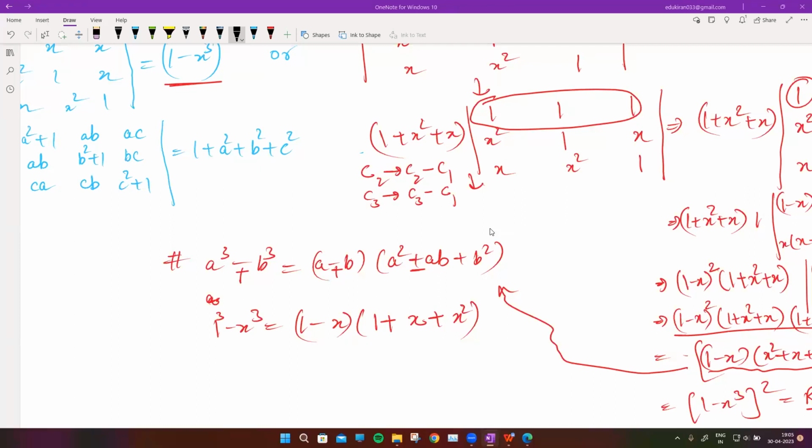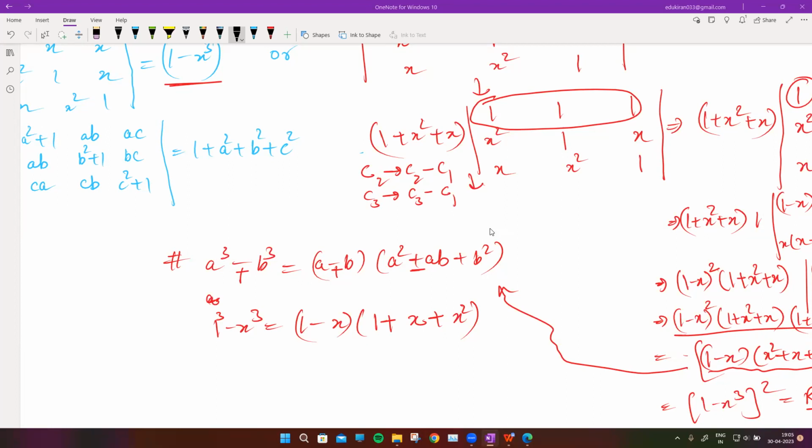So the only pattern which I can observe is that a is involved in every element of the first row: a square plus 1, then ab, and then ac. Then b is involved in the second row, and c is involved in the third row. I can also observe this column wise: a is involved in each element of column 1, b in column 2, and c in column 3. This is the only pattern which I can notice. But I have to observe these patterns and understand how things are going.